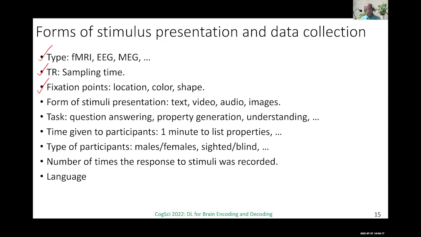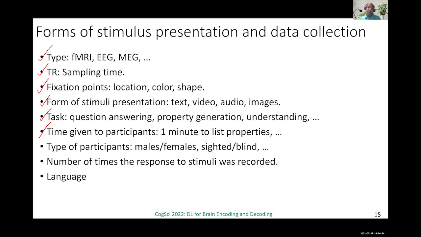There is a fixation point typically, and the location, color, shape of the fixation point could differ. Form of stimulus representation: it could be text, video, audio, images. Particular task: while the stimuli are being presented, the subject may be asked to do a particular task so as to activate, so as to make sure that there is good processing of the stimuli in the brain, right? So they may be asked to do question answering, property generation, understanding, and so on. We'll look at them one by one.